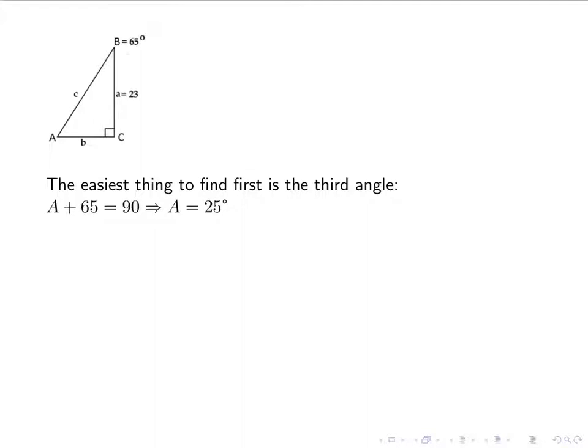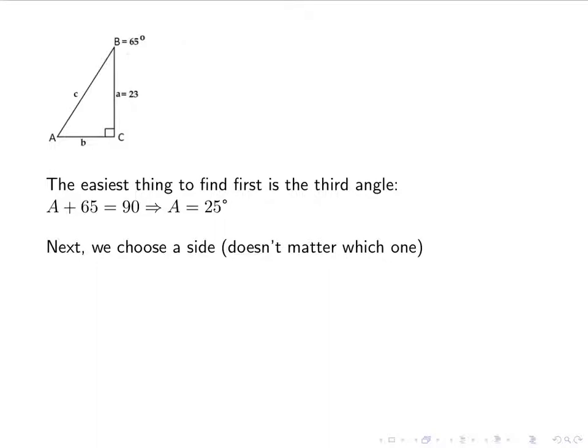Don't forget the units. If it's an angle, you need to have the degree symbol, especially because later on we're going to talk about different types of angles. We're going to have degrees, we're going to have radians, so it's really important that you remember to put the units. So A is an angle, so it's 25 degrees.